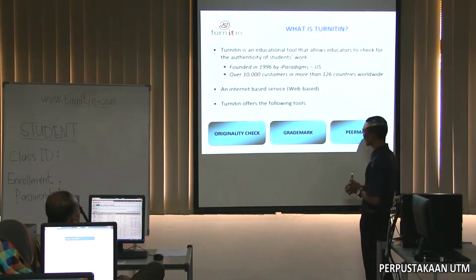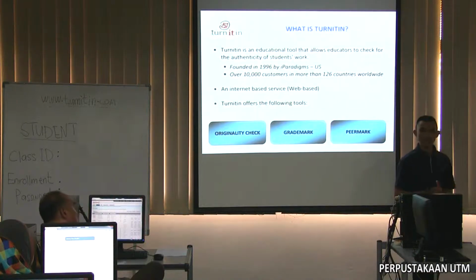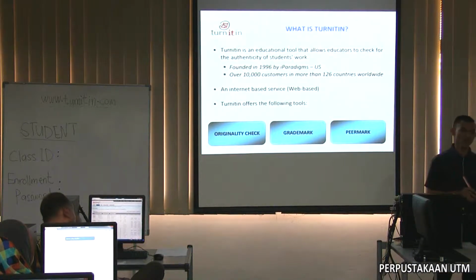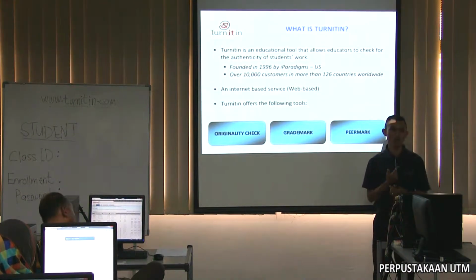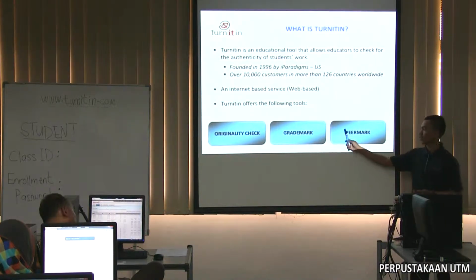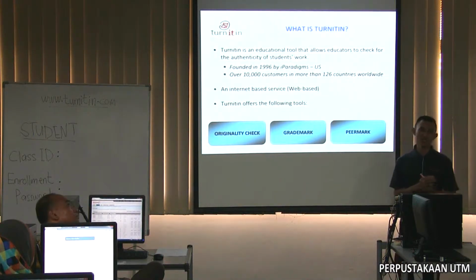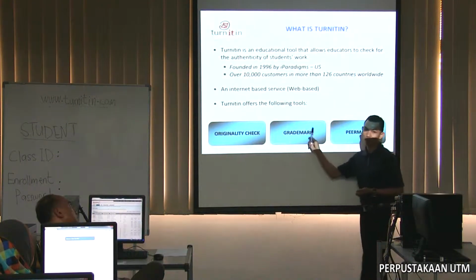The second one is grade mark. Grade mark is for online marking. Instead of using a red pen to mark on hard copy, with Turnitin you can mark online. You can put comments. You can even put voice comments on your student's paper. And the third one is peer mark, where students peer review each other's papers. For today's session, I will cover the originality check and grade mark.